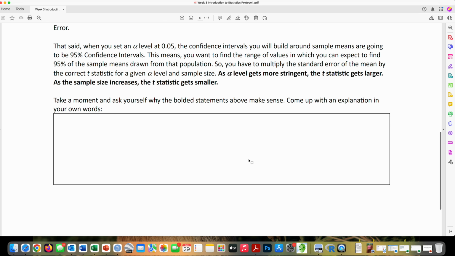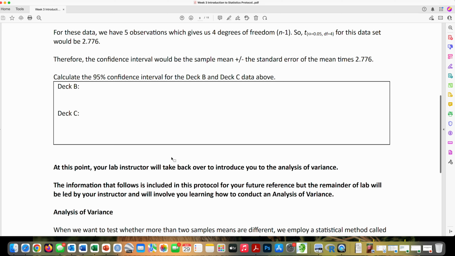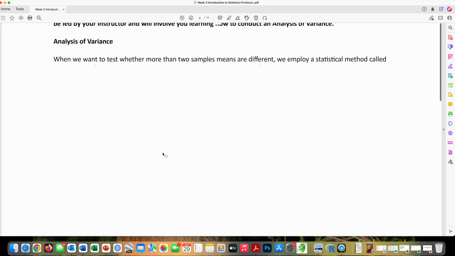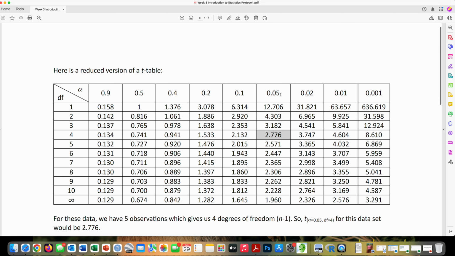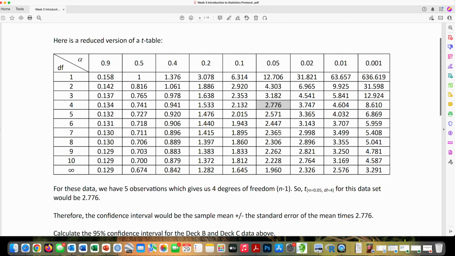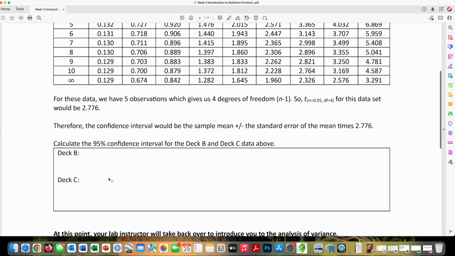So they should answer this question, and then they should go through the calculations, and they should use an alpha level of 0.05 with 4 degrees of freedom because they have 5 data points, and then they should calculate what the 95% confidence interval would be for deck B and deck C of their own data, not the data that are above.